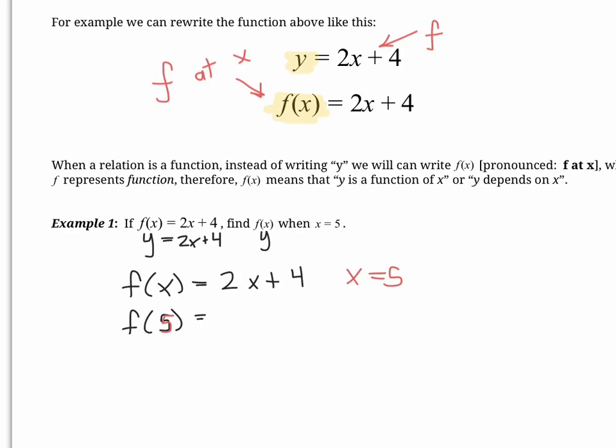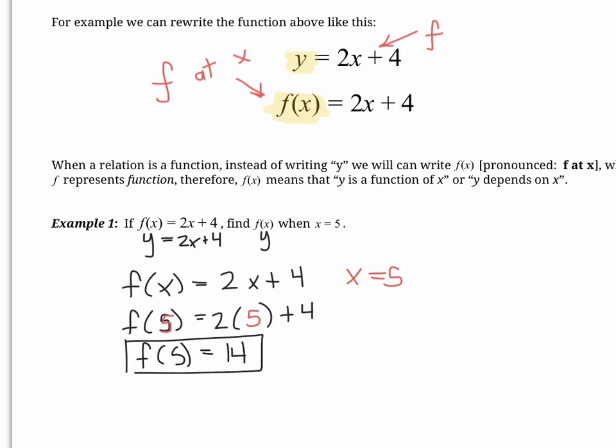So I'm going to copy the 2. I'm going to replace x with 5, just like we would have done in grade 9, and then plus 4. So I'm going to leave this as f at 5 on the left here. F at 5 is equal to 2 times 5 is 10 plus 4 is 14. And that's my final answer.